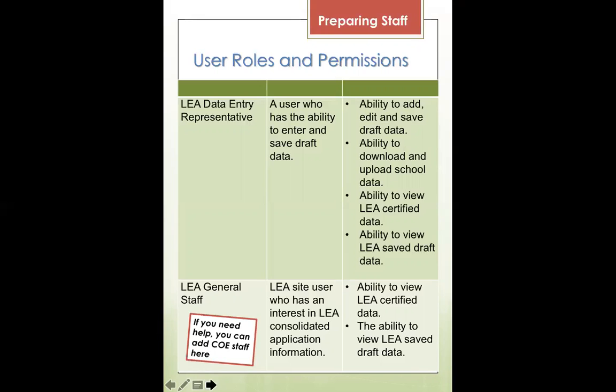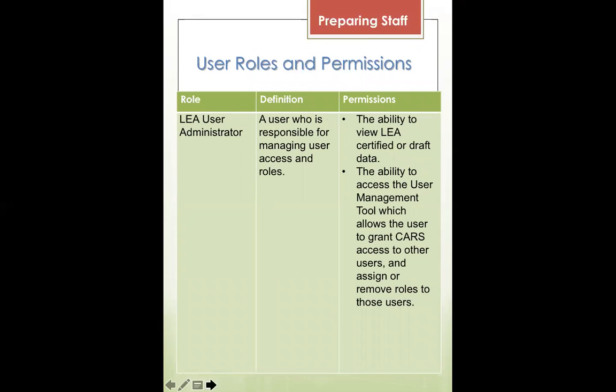And then the final role is the LEA user administrator, and that's basically the person who assigns the roles to others. So that person has overall authority to assign various people. So you need to know who needs to do what so you can assign them. All users have to be registered in the CARS system. Okay?